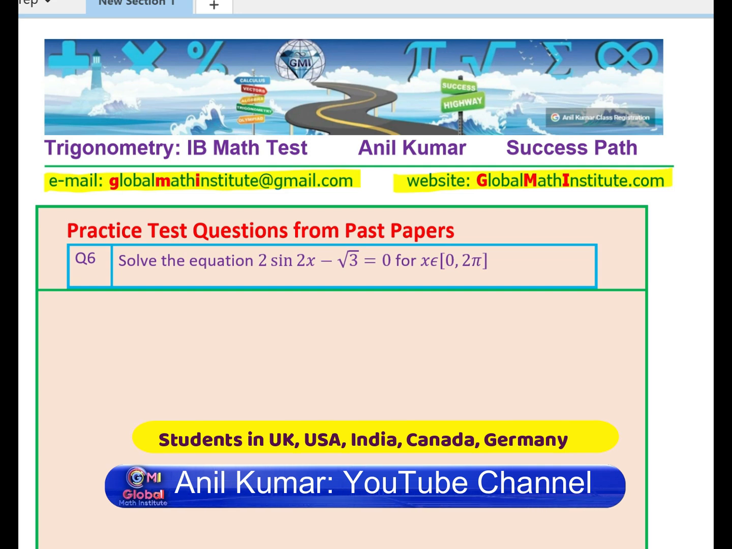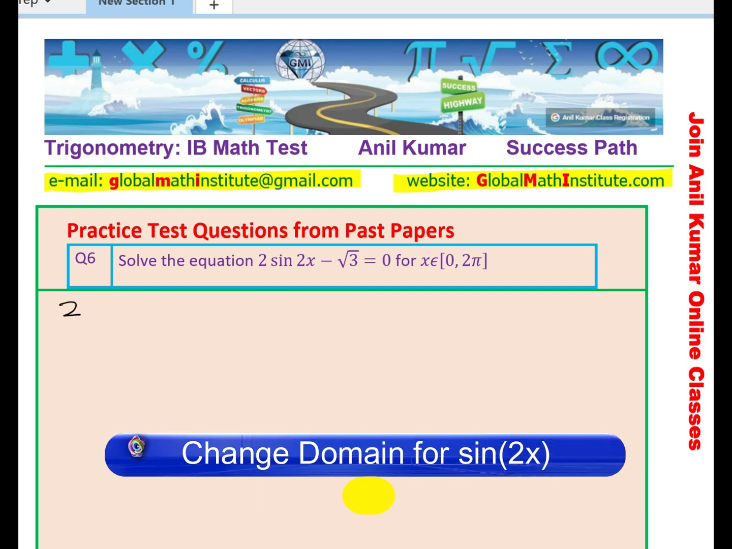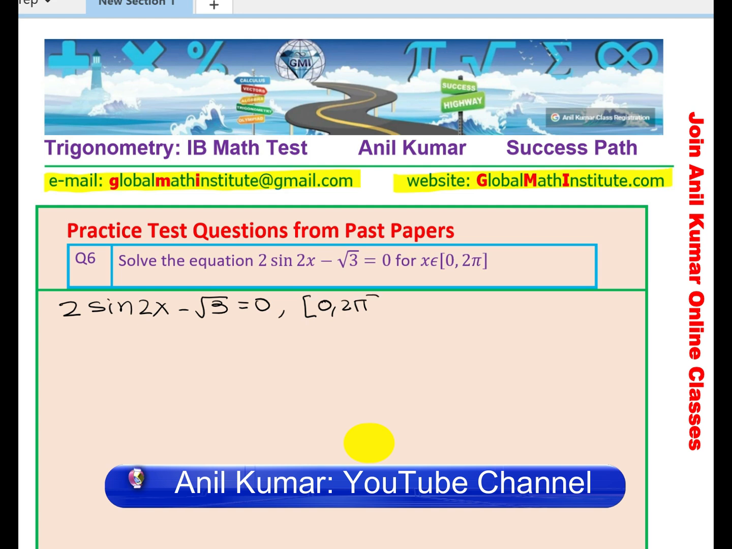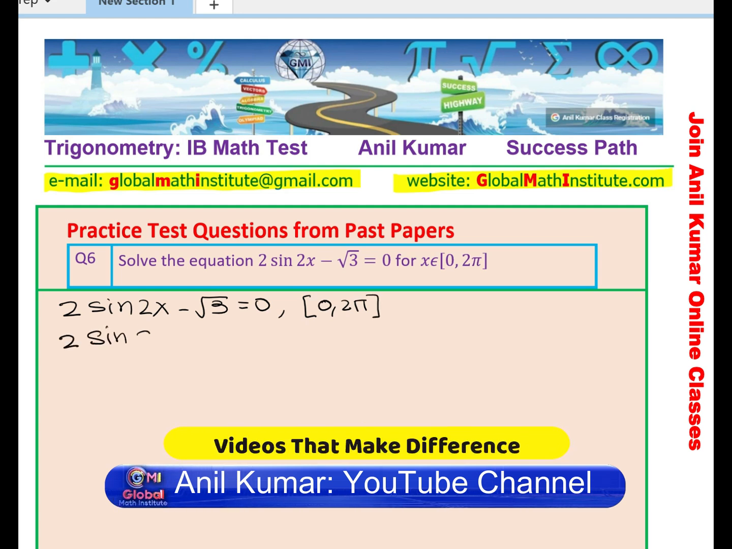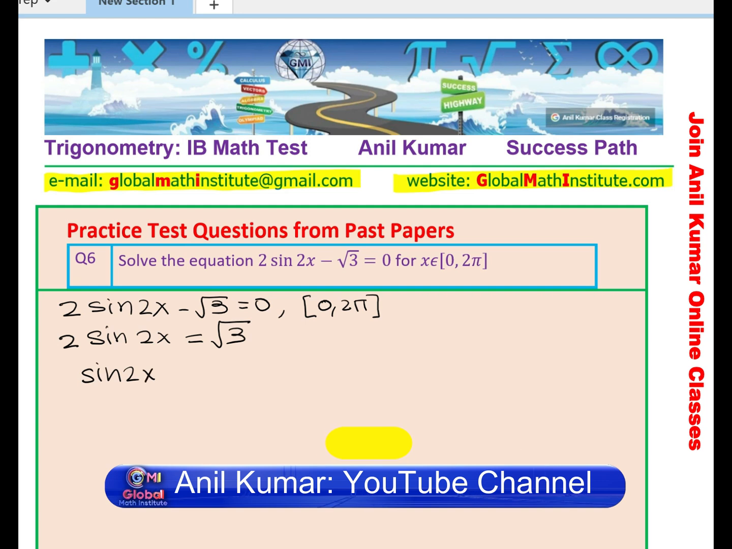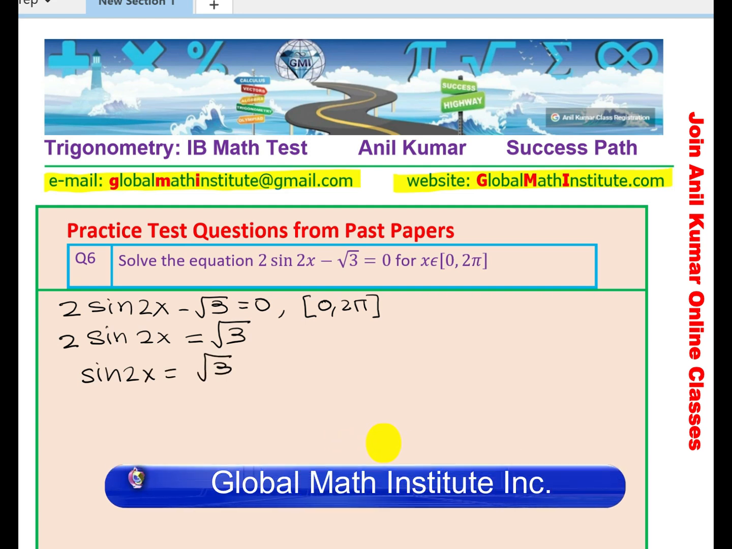Let's try to see how we solve this particular equation, which is 2 times sine 2x minus square root 3 equals 0. We are working in the domain 0 to 2 pi. Let's rearrange. So we have 2 sine 2x equals square root 3, so sine 2x equals square root 3 over 2.